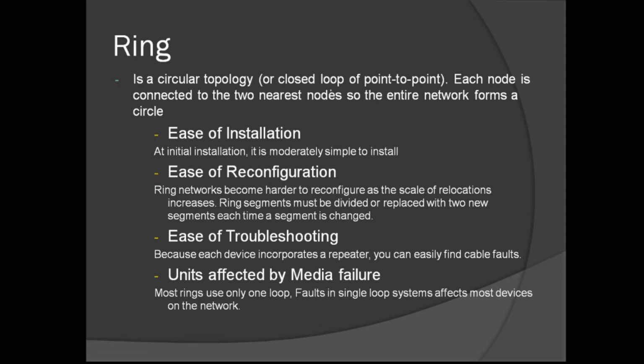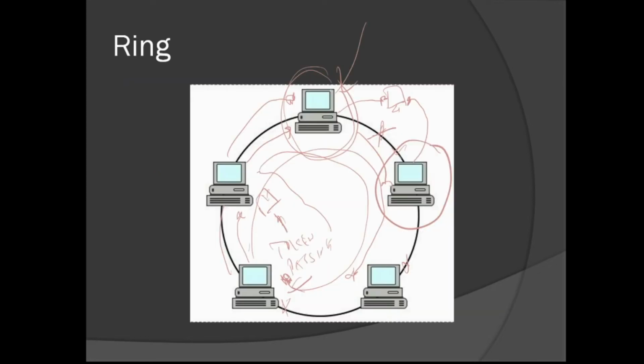Units affected by media failure: most rings use only one loop. Faults in a single loop system affect most devices on the network. Since naka-ring connection yung mga computers, the number of units that may be affected depends on the location of the fault. Halimbawa kung dito, most probably, lahat to magiging affected on the network transmission. So basically, the maximum number of units affected by a media failure or a hardware failure on the network will be based on the location of the fault.